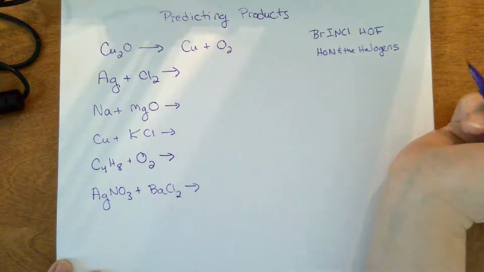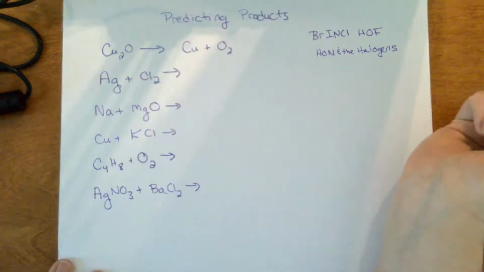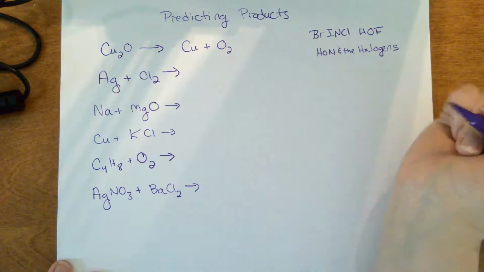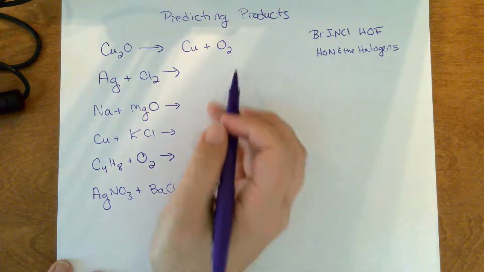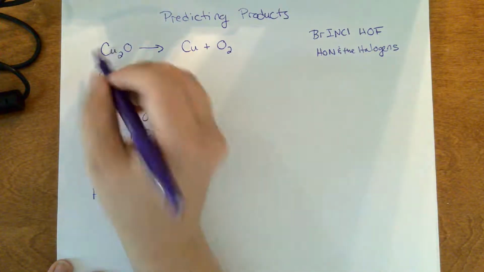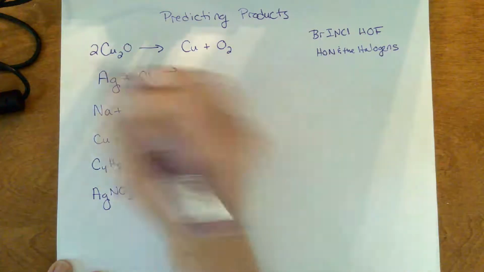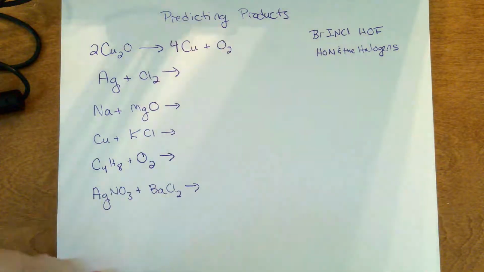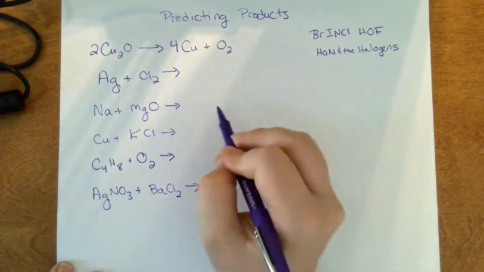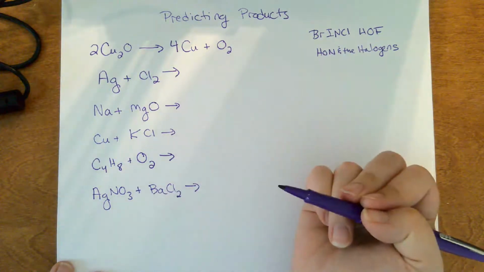Now, this might visually bother you because it's totally not balanced, but we can easily fix that with coefficients, right? So there's 2 oxygens here and only 1 here, so I need a 2 and then a 4 to balance copper. Okay, so don't balance with subscripts, write the products correctly, and then use coefficients to balance the equation.